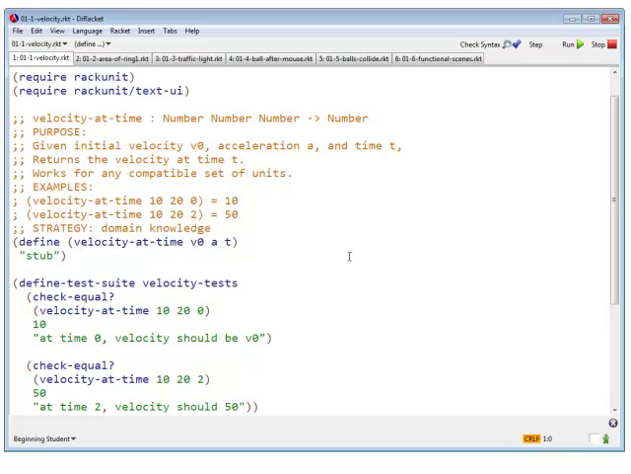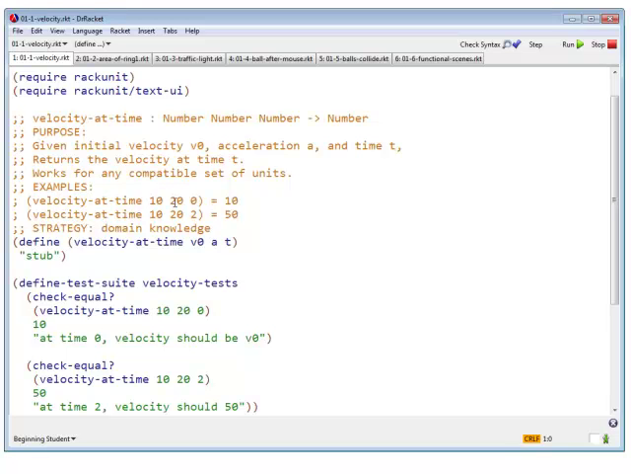So here we're defining a function called velocity at time. It's going to take three numbers, given an initial velocity v0, acceleration a, and time t, and returns the velocity at time t. And that works for any compatible set of units, right? That's a thing we learned in physics. Okay, so the strategy is in domain knowledge.